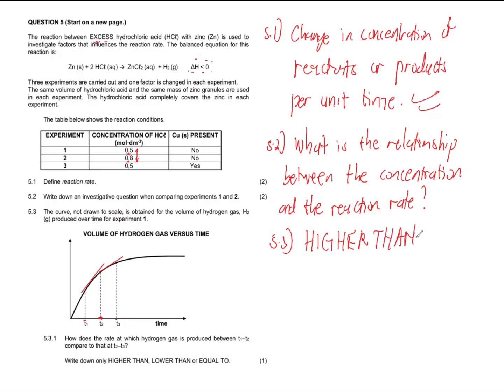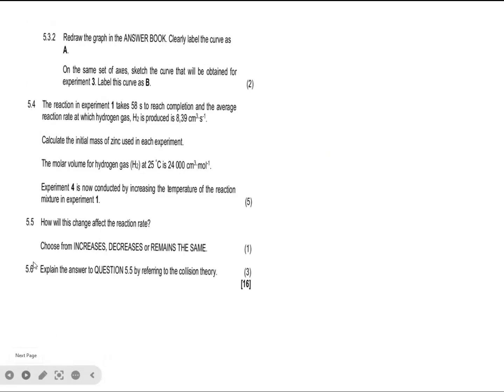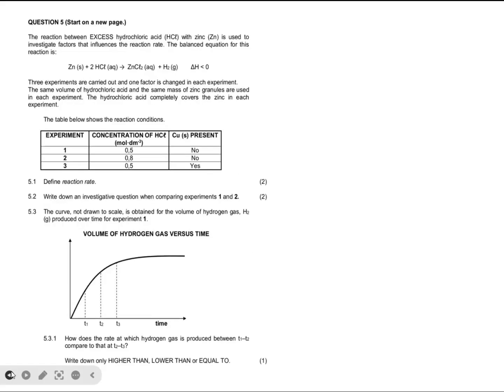Right, okay, nice. So there was just one mark for that. Next: redraw the graph in the answer book. Clearly label the curve as A on the same set of axes. Sketch the curve that will be obtained for experiment 3 and label this curve as B. So what's going on with experiment 3? They've decided to add a catalyst. So we know that adding a catalyst would speed up the chemical reaction.